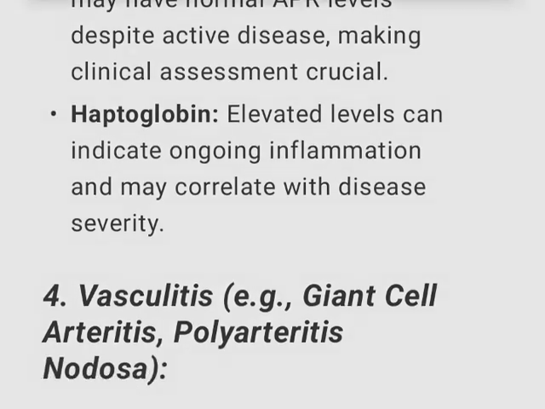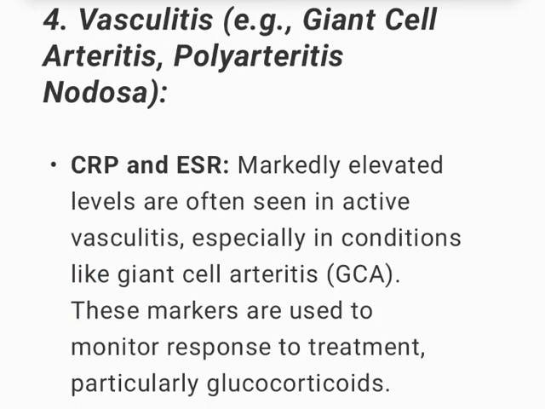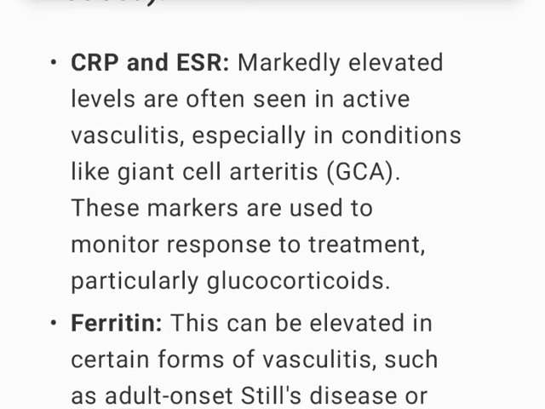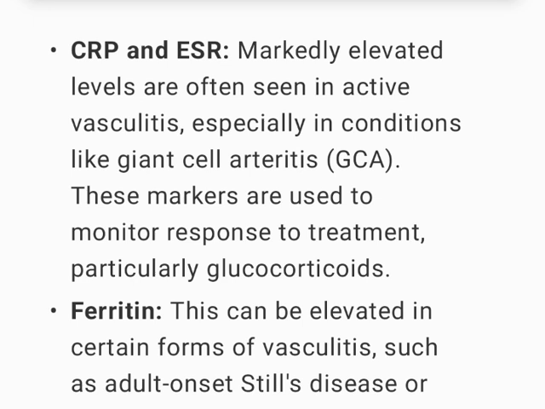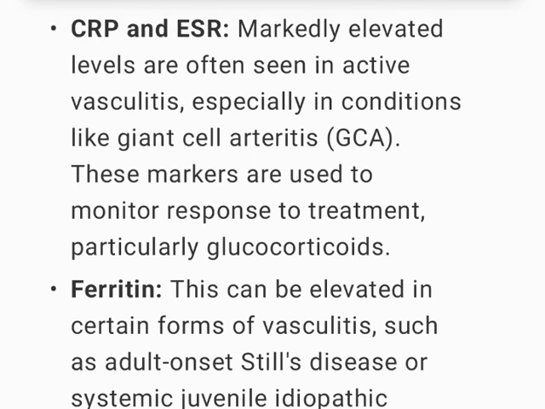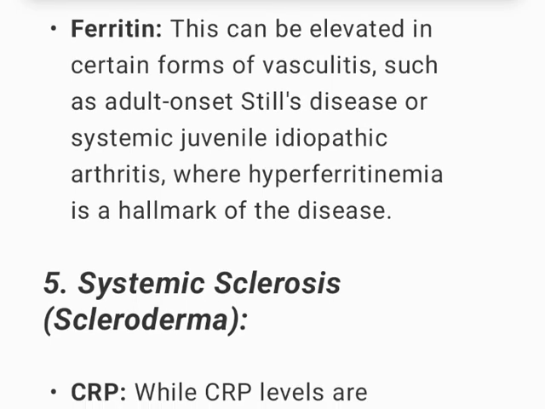4. Vasculitis, e.g. giant cell arteritis, polyarteritis nodosa: CRP and ESR. Markedly elevated levels are often seen in active vasculitis, especially in conditions like giant cell arteritis, GCA. These markers are used to monitor response to treatment, particularly glucocorticoids. Ferritin. This can be elevated in certain forms of vasculitis, such as adult-onset Still's disease or systemic juvenile idiopathic arthritis, where hyperferritinemia is a hallmark of the disease.